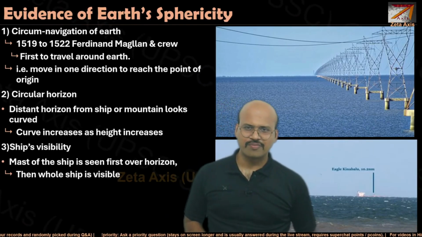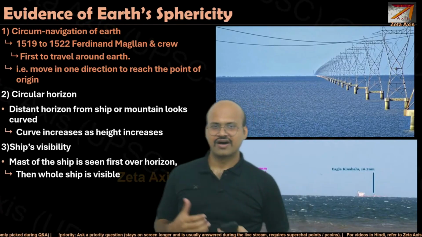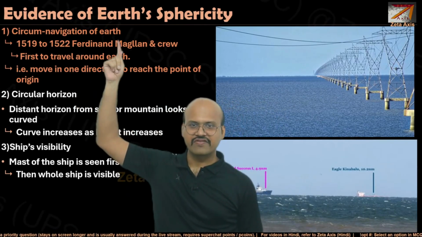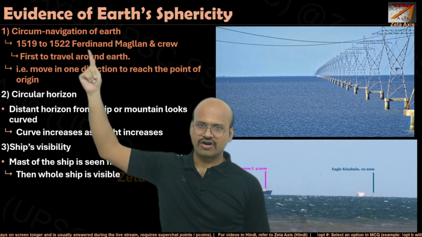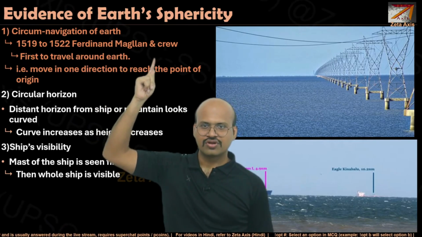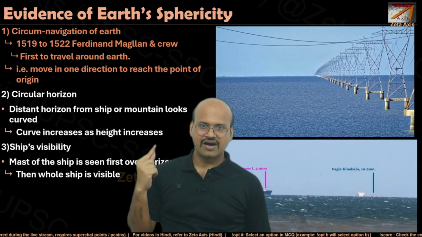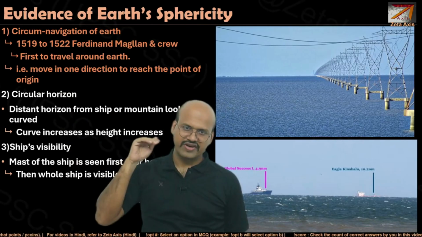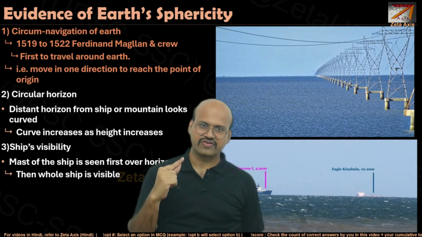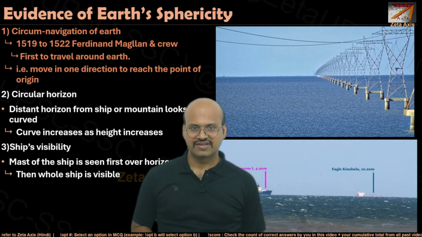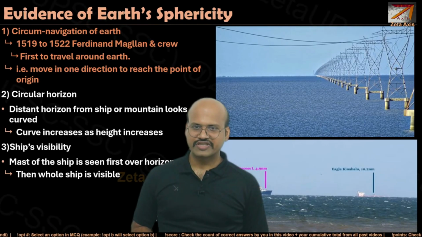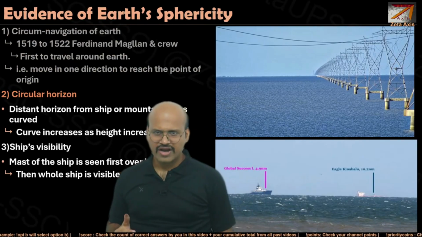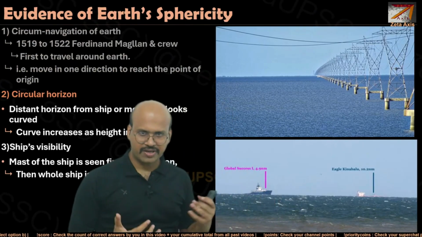The first and foremost undeniable proof that our Earth is spherical was the circumnavigation of Earth. There was a person called Ferdinand Magellan and his crew. They were the first to travel around the Earth. They started going in one direction and reached the same position without changing their direction. So this proved that our Earth was not flat but spherical. Second came the circular horizon. So what happens when a ship is approaching?